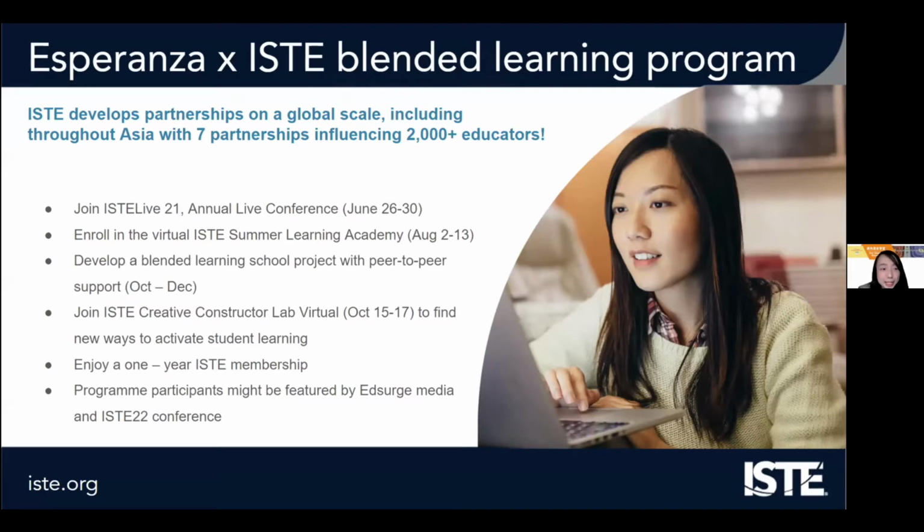And here are the 6 important elements in this program. So first is join ISTE Live 21, the annual live conference started from June 26th. And the second one is enroll in the virtual ISTE Summer Learning Academy started from August 2nd. And then develop a blended learning school project with peer-to-peer support. There will be awesome local expert, Hong Kong expert providing this to educators. And also join ISTE Creative Constructor Lab virtual from October 15 to find new ways to activate student learning.